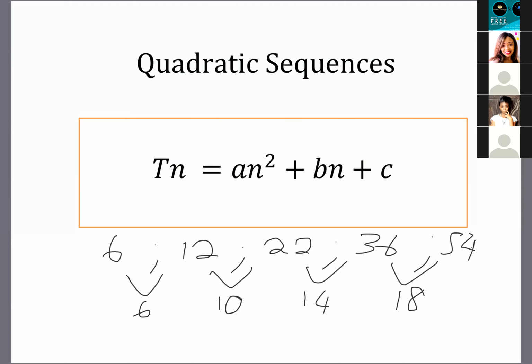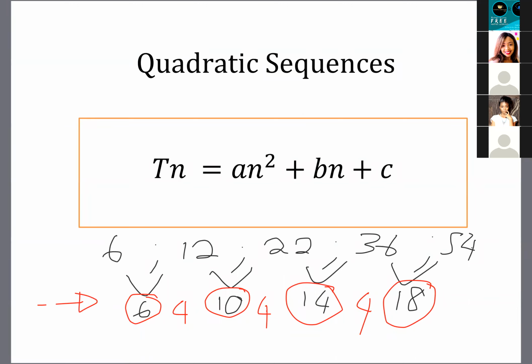And when I take my 14 and I subtract it with the 10, I also get a 4. So this minus this gives me 4. That minus that gives me 4. And 18 minus 14 gives me a 4. So I don't have a common first difference, but I have a common second difference, which is going to be 4. Are you with me? Yes, ma'am.